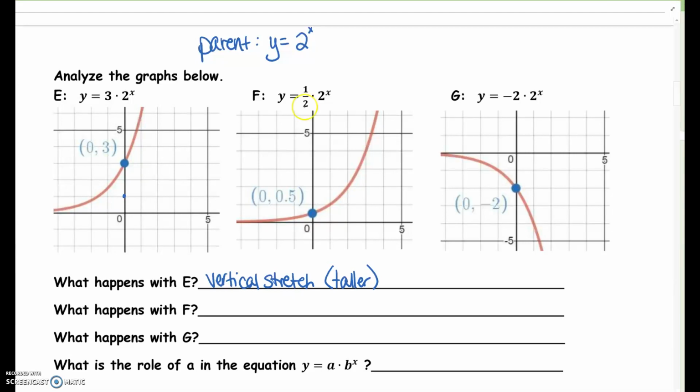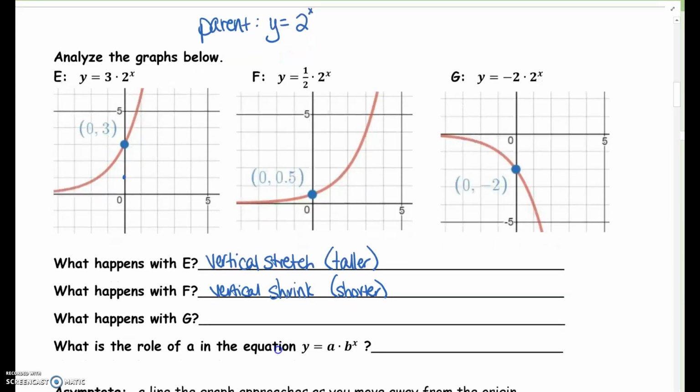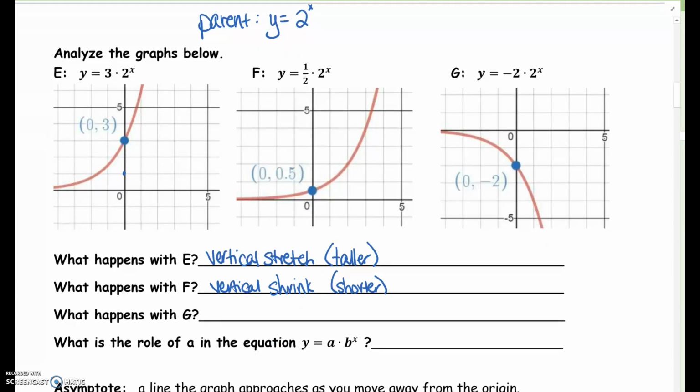In F, we're multiplying by 1/2. That's going to smush the graph and make it increase less rapidly. That would be a vertical shrink. Some might say the graph looks shorter or wider. It's like we smushed the graph. And what's happening in G? Flipped. It's also stretched, but most importantly, it's flipped.